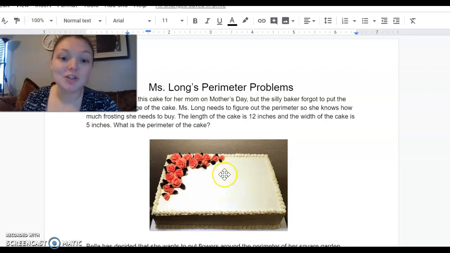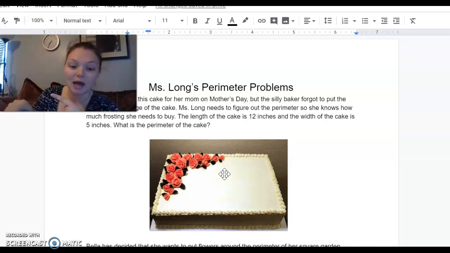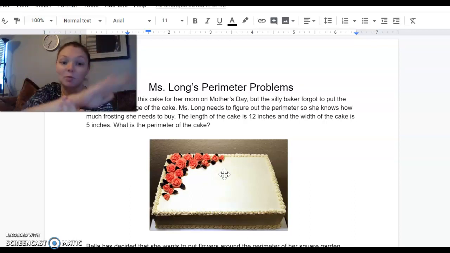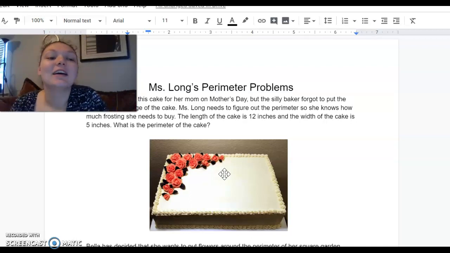So for these problems, you can either print this out. I don't really suggest that because you don't want to waste ink, and it's not really important to print it out. You don't really need this. Or I made it so that you can edit your own copy. So if you go in and click on it, it will make your own copy. So it'll say Miss Long's perimeter problems and then whatever your name is, whoever does the assignment, then it will be like dash, then your name.